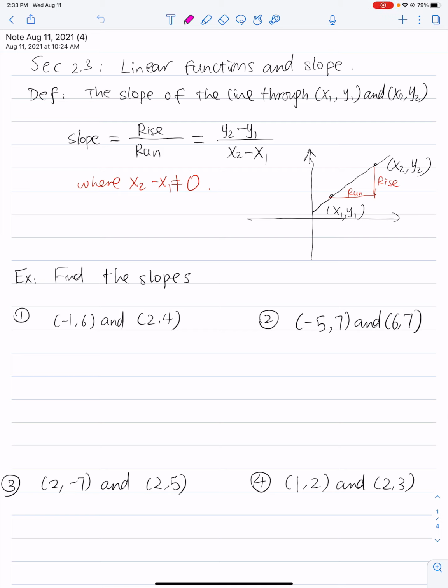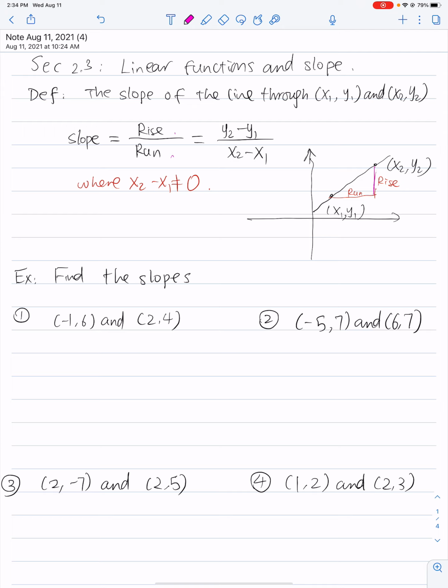Okay, so today we wanted to talk about section 2.3, linear functions and slope. What does linear function mean? This basically is a line, okay? So the slope of the line through (x1, y1) and (x2, y2), which are two points, is defined as below. Slope equals rise over run, equal to y2 minus y1 over x2 minus x1.